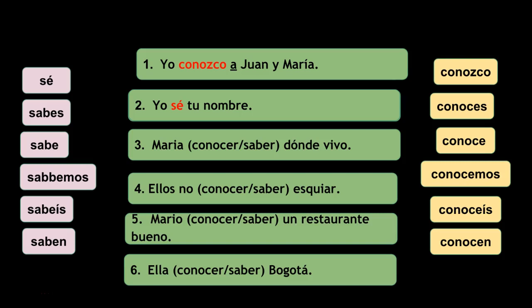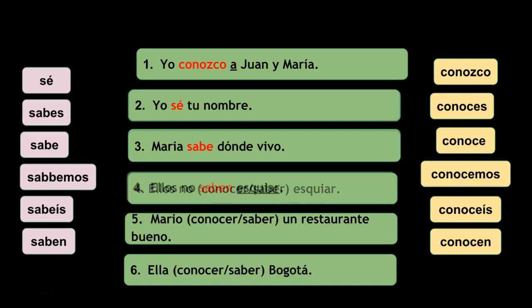Número tres. Maria sabe donde vivo. Maria knows where I live. That's knowing information, so you would use saber. Número cuatro. Ellos no saben esquiar. So here again, you have the infinitive of a verb of knowing how to do something. They don't know how to ski, so you would use saber.